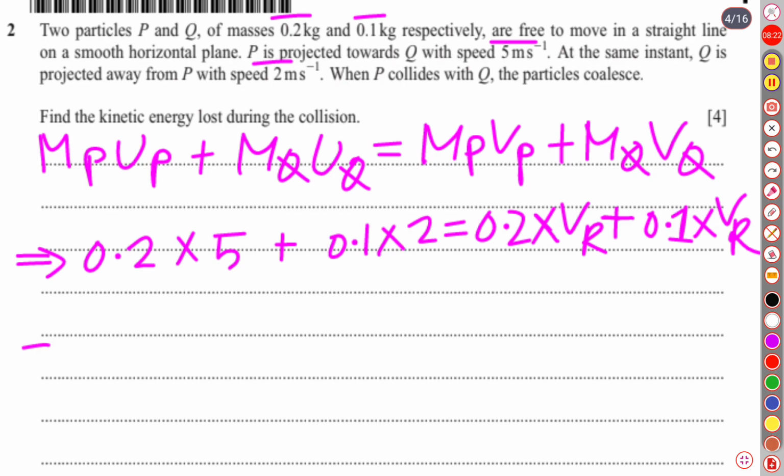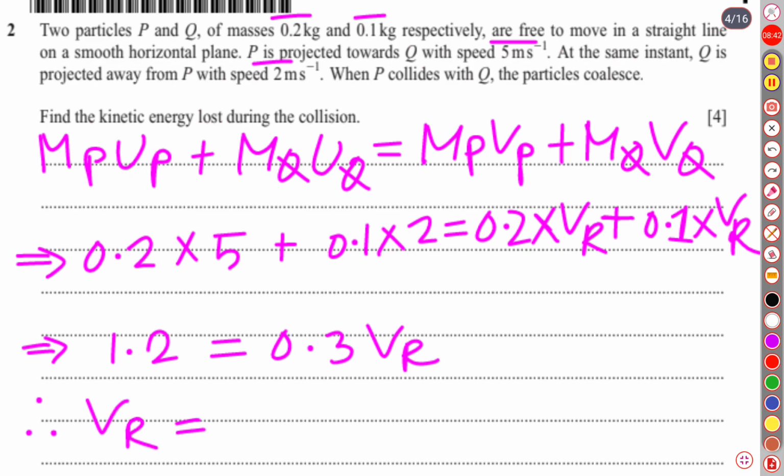So it is going to be on the left side. If you calculate, it is 1 plus 0.2, that is 1.2. 1.2 is equal to, on the right side, 0.3 times the velocity of the new particle. Hence our velocity after the collision is going to be 4 meter per second.